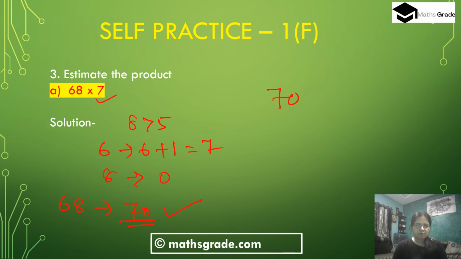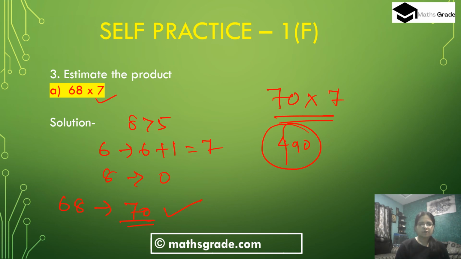Now 70 multiplied with 7. This 7 rounded to the nearest unit place is 7. 70 multiplied with 7. This is the estimation. That is 490. Now 490 is the answer. Just write down 7 as it is.